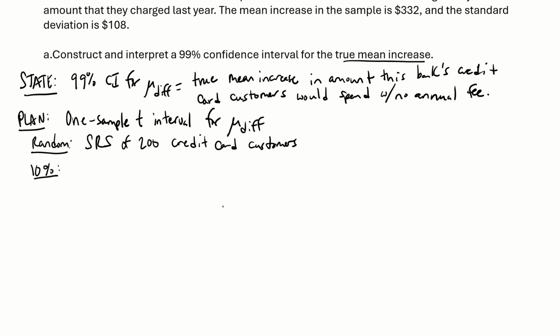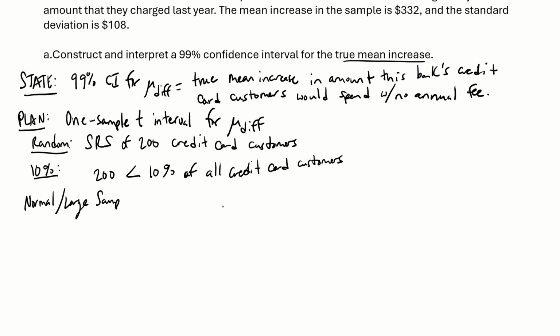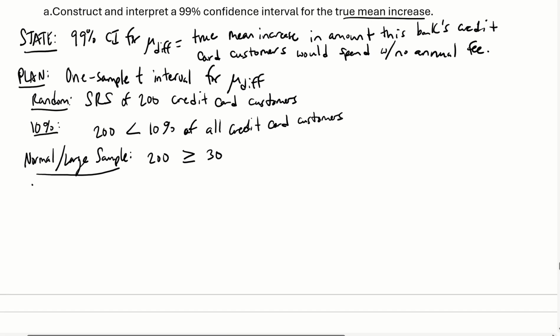10% condition: we can assume 200 is less than 10% of all credit card customers. And then we've got the normal/large sample condition. 200 is greater than or equal to 30, which means our sample size is large, right? So that means we're good. All right, so we don't have to make a graph, so that's nice.